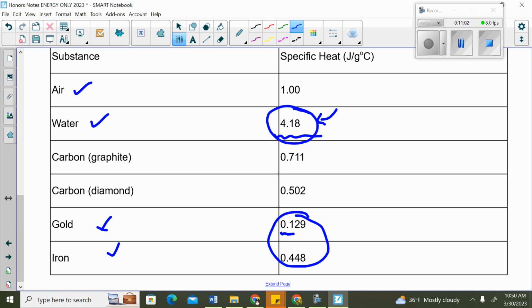So metals generally have a low specific heat. Your metal pots and pans tend to heat up quickly, right? They're hotter to the touch compared to the water that's on the inside. So their specific heats are relatively low.